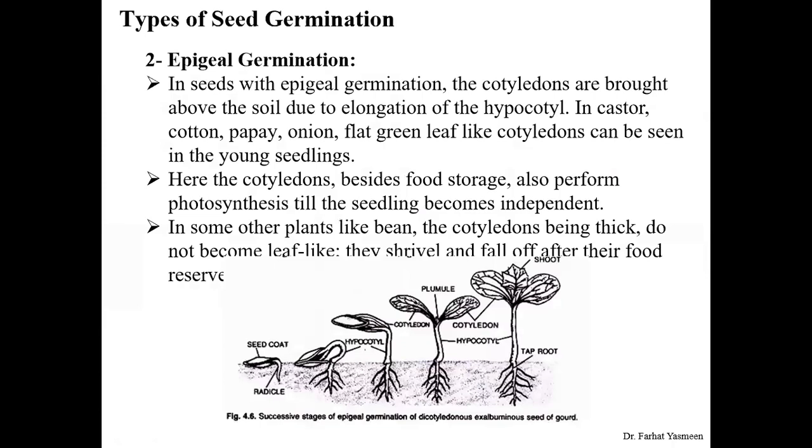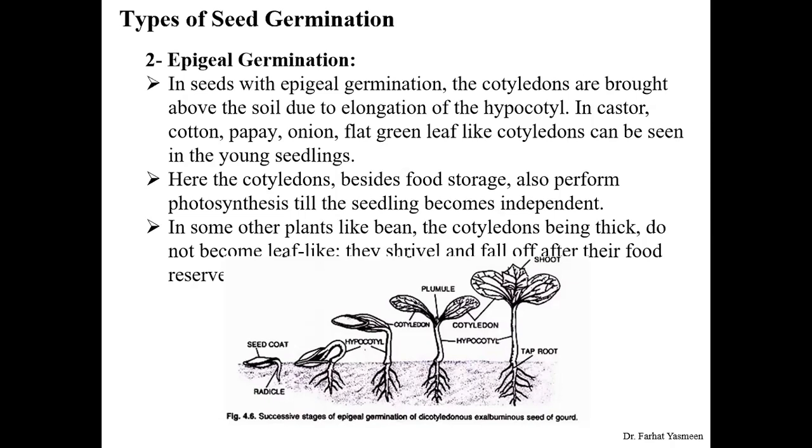The second type of germination is epigeal germination. Epi means above the surface. In this case, the cotyledons are brought above the soil surface due to elongation of the hypocotyl. For example, in cotton, papaya and onion, flat green, leaf-like cotyledons can be seen in the young seedlings.